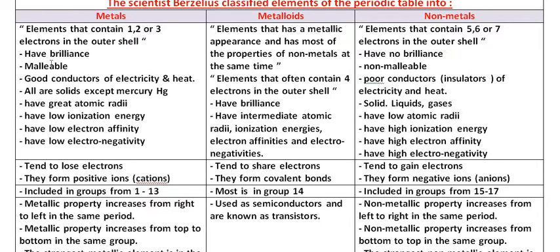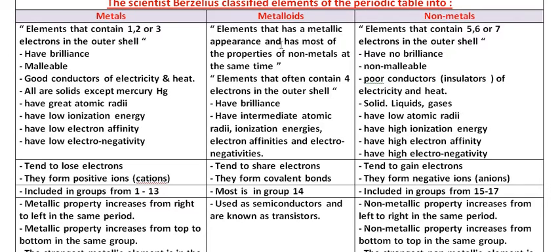The metals have brilliance, are malleable, and are good conductors of electricity. All are solids except mercury. Metals have large atomic radii. Metals have low ionization energy, low electron affinity, and low electronegativity. The opposite of the metals are the non-metals, having the opposite properties as shown here.